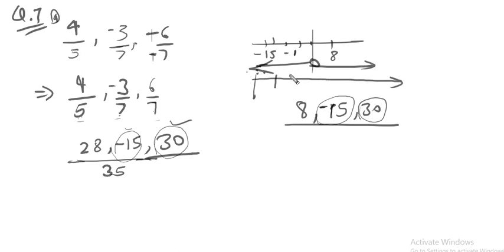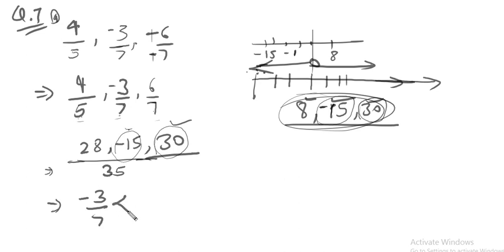This is the lowest number, means our scale will come like this. This is the lowest number, then greater, then greater, then greater. If we move to the right hand side, then our number will increase. So our case is here, this is the lowest number, so you can write it like this: minus 3 upon 7 is less than this number. This is the second, 4 by 5, then the greatest is 6 by 7, like this. This is your answer.